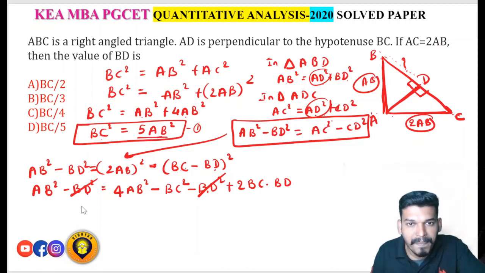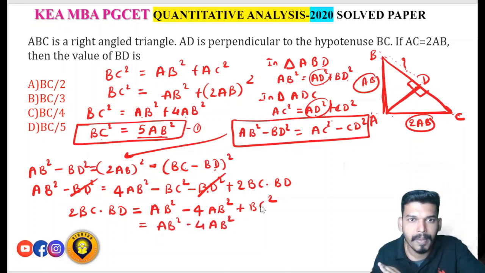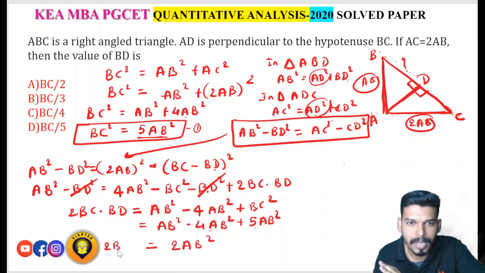So 2BC into BD is equal to all other things, we will take it to the other side, that is AB square minus 4AB square, and minus BC square will become plus BC square. Therefore AB square minus 4AB square, and BC square value is 5AB square, so plus 5AB square. So this will be AB square, minus 4AB square, minus 3, plus 5, plus 2: 2AB square, that is 2 times BC into BD is equal to 2AB square. 2 and 2 will get cancelled.